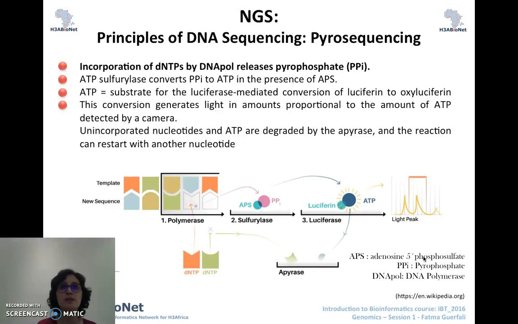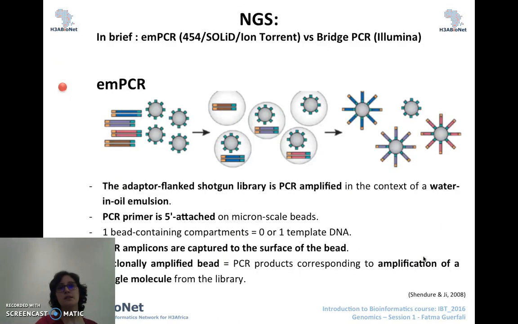So if you compare these sequencing technologies, SBS and pyrosequencing, to Sanger sequencing, you can easily understand why they are now widely used in NGS technologies. So this is the technology that is used in 454, for example.